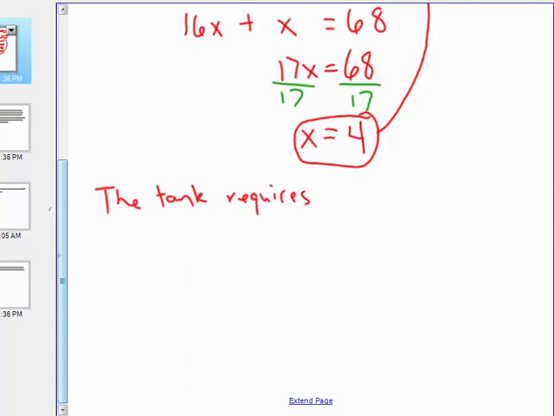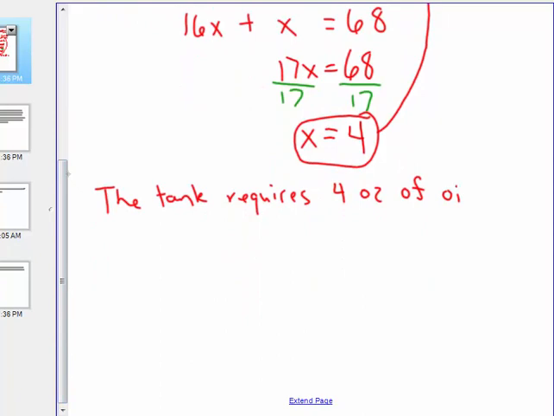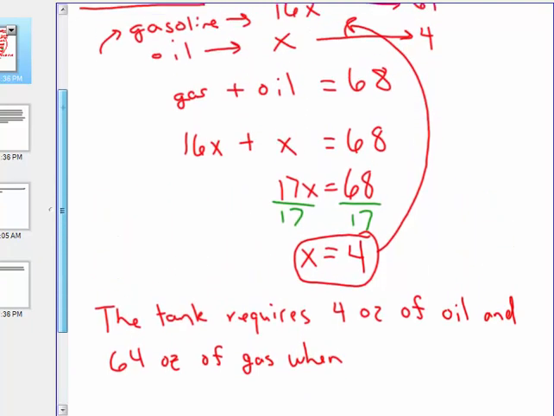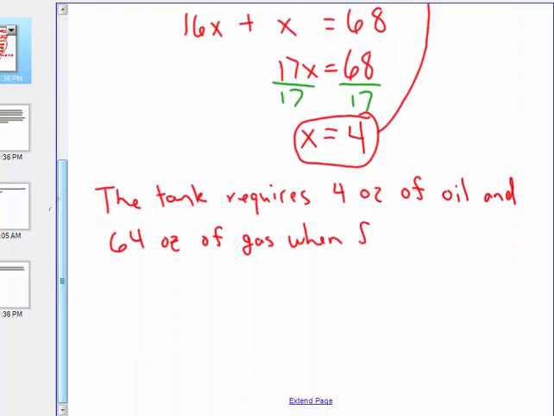So, possibility: the tank requires 4 ounces of oil and 64 ounces of gasoline for a full tank. And yep, it's when it's full. Okay, yep.